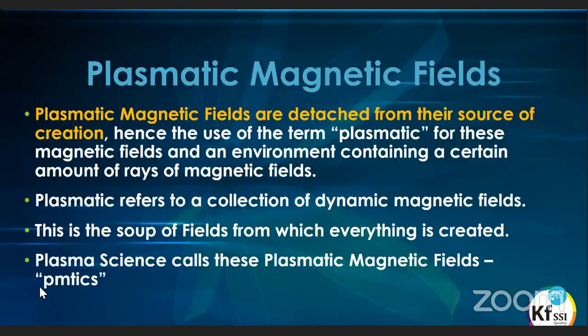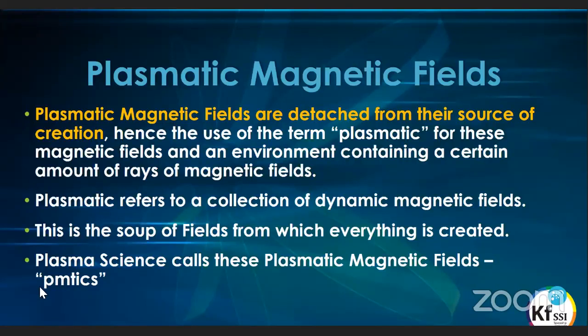And then we go into the next understanding of what plasmatic magnetic fields are. So plasmatic magnetic fields are detached from their source of creation, hence the use of the term plasmatic. For these magnetic fields, an environment containing a certain amount of rays of magnetic fields. So plasmatic refers to a collection of dynamic magnetic fields. So this is the soup of fields from which everything is created. So plasma science calls these plasmatic magnetic fields, or abbreviated PMTIC.